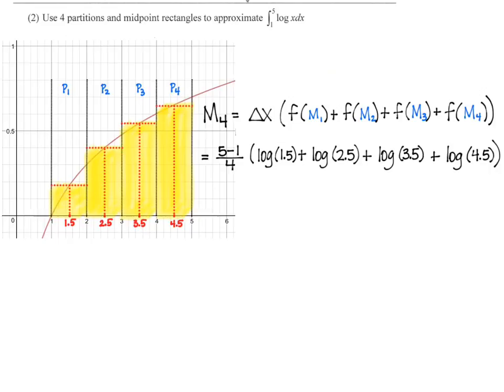We evaluate each of those. We have to use our calculator, and then we approximate it. And therefore, the approximate area under the curve between 1 and 5 is 1.771.